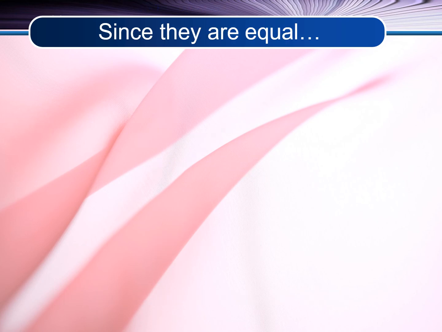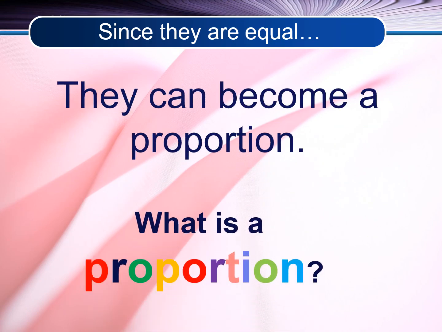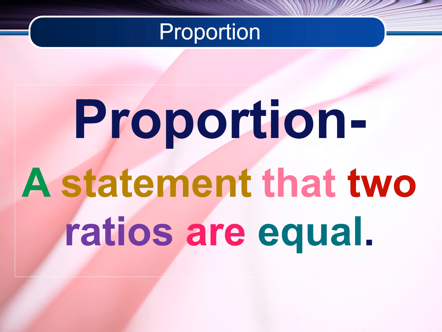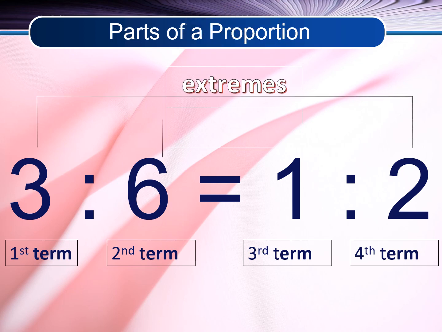Since they are equal, they can become a proportion. What is then a proportion? A proportion is a statement that two ratios are equal. Here are the parts of the proportion. We have the first term, second term, third term, and fourth term. The first and the fourth term are called the extremes. The second term and the third term are called the means.